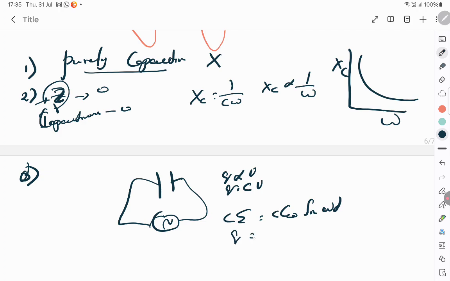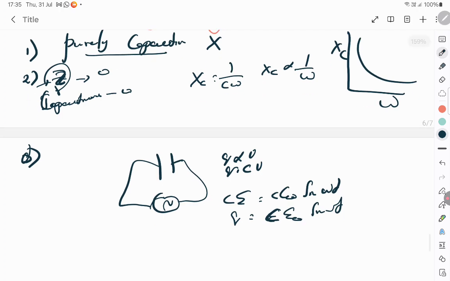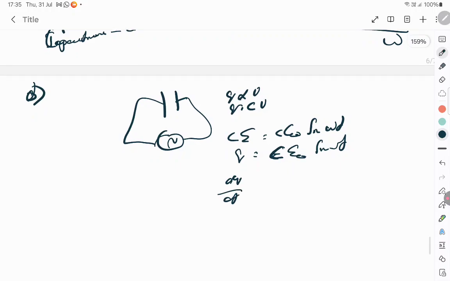Multiply both sides. This will become Q is equal to C into E naught into sin omega t. Where you differentiate this, you get dq by dt, where sin omega t will become cos omega t into omega, so C omega E naught into cos omega t, which can be written as E naught by 1 by C omega. Why do we write like this?